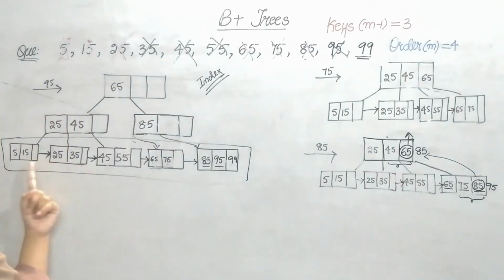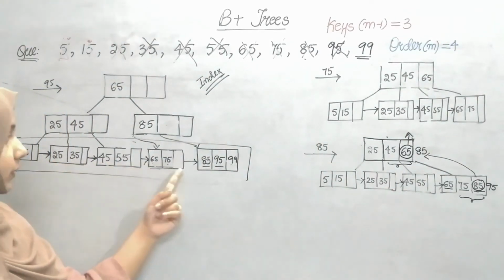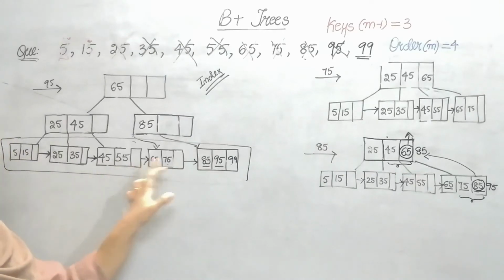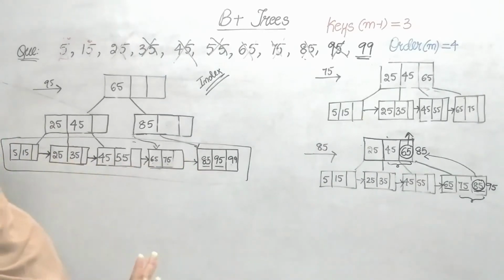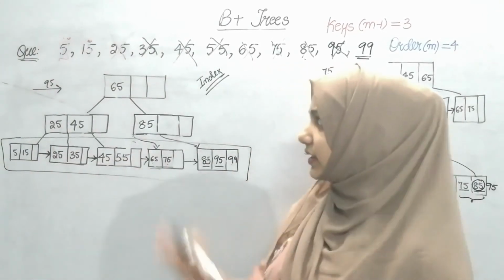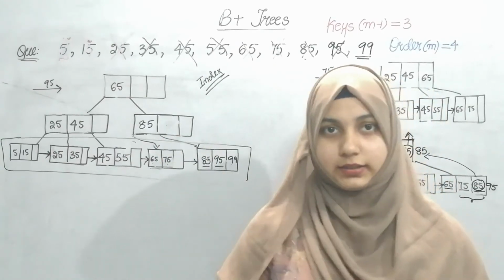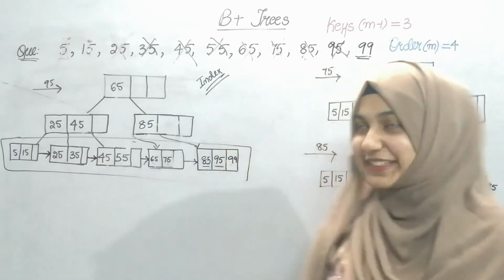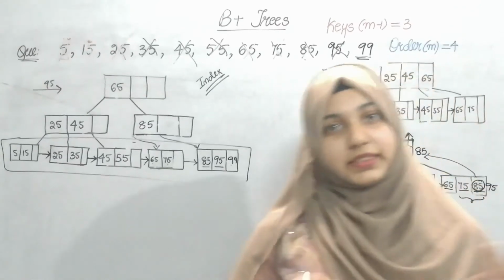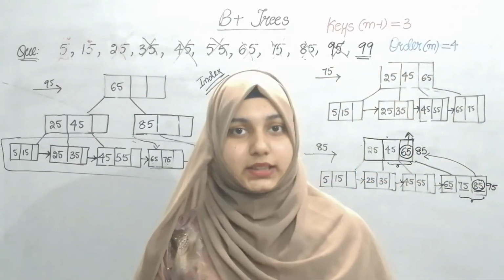In the leaf nodes, the nodes are connected with one another. Okay, you need to mention these links. Clear? Easy, right? So this is how my B plus tree looks like. Clear? I think it is clear. And also I think you got the idea of how to insert data in a B tree.